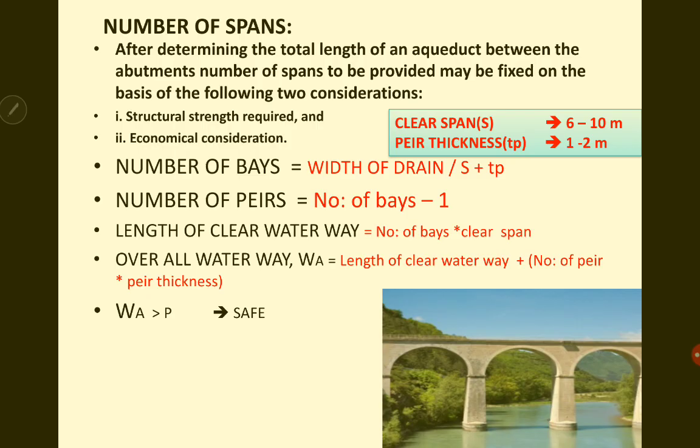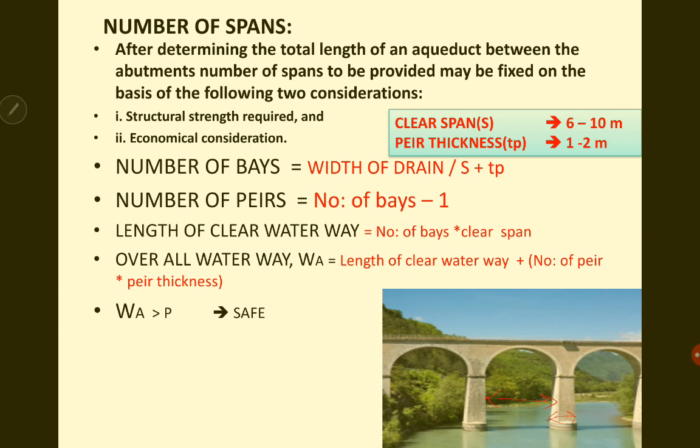Now, once you find the length of the waterway, this has to be divided into a number of spans so that the aqueduct can be supported. The clear span is fixed based on the structural strength required as well as economic considerations. In usual practice, you give a clear span in the range of 6 to 10 meters and a pier thickness of 1 to 2 meters. So this span will be 6 to 8 meters and this will be 1 to 2 meters thick.